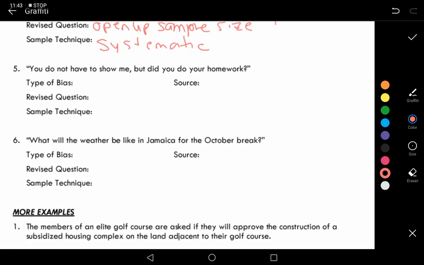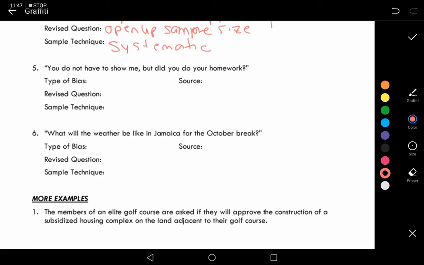So example 5. So you do not have to show me, but did you do your homework? So this is like me basically saying, you don't have to show me, but did you do your homework? Likely, if I say you don't have to show me, you're going to say yes, even if you didn't do it, right? So there's a chance of that response bias where you will just straight up lie to me so I don't get upset. Okay, so again, if I'm asking the question, that source is primary.